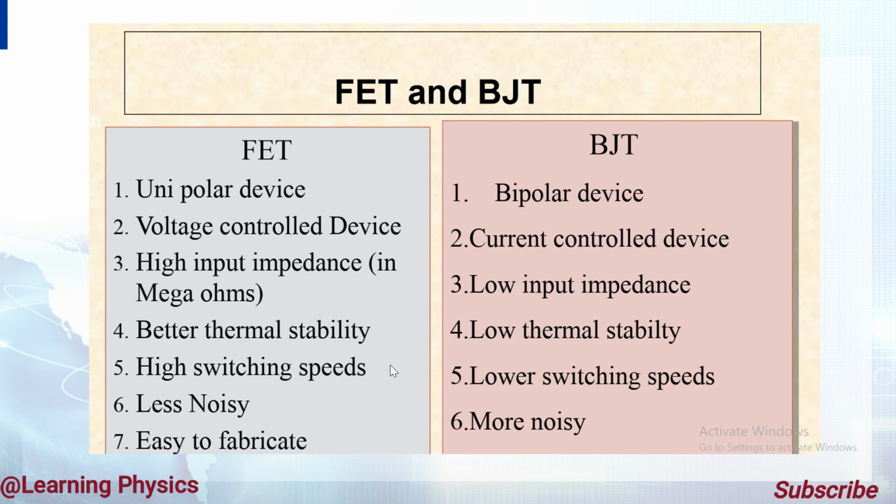And BJT has low switching speed because it has a low on-off ratio, and FET is less noisy during operation. It creates low noise, or it produces a lower value of distortion, and BJT is a more noisy device. FET is also easy to fabricate. We will study about fabrication techniques after some time in coming lectures.